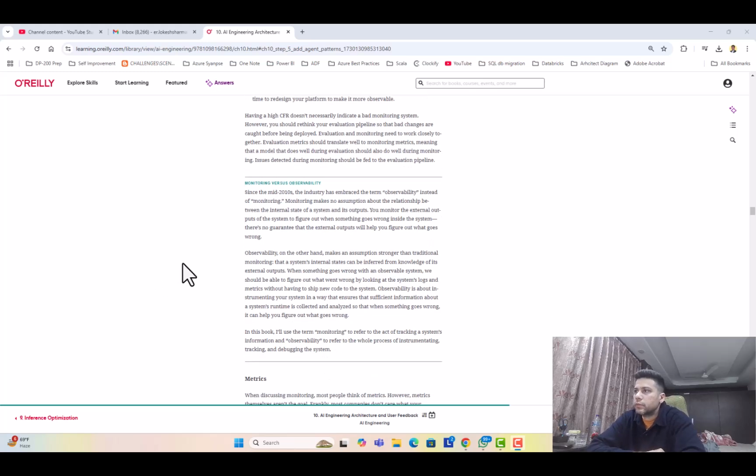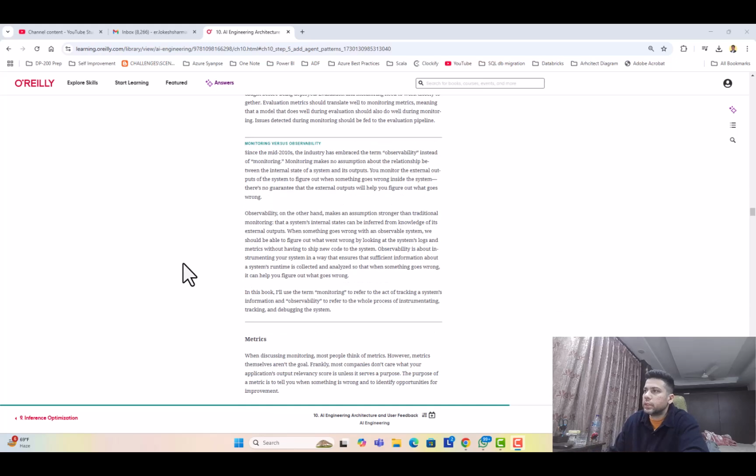Monitoring versus observability. Since the mid 2010s, the industry has embraced the term set of monitoring. Okay, so now most of the organizations use observability more than monitoring. Monitoring makes no assumption about the relation between the internal state of the system and outputs. You monitor the external outputs of the system to figure out when something goes wrong inside the system. There is no guarantee that the external outputs will help you figure out what goes wrong.